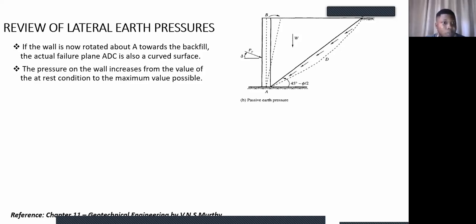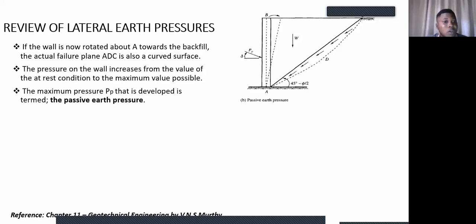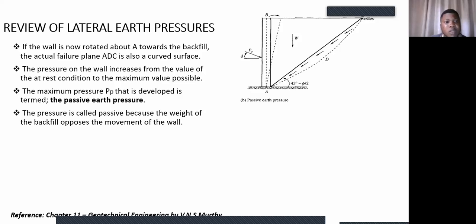So I have on the screen that the pressure on the wall increases from the value at rest condition to the maximum value possible. The maximum pressure that is developed is called the passive earth pressure. The pressure is called passive because the weight of the backfield opposes the movement of the wall, which is very important.